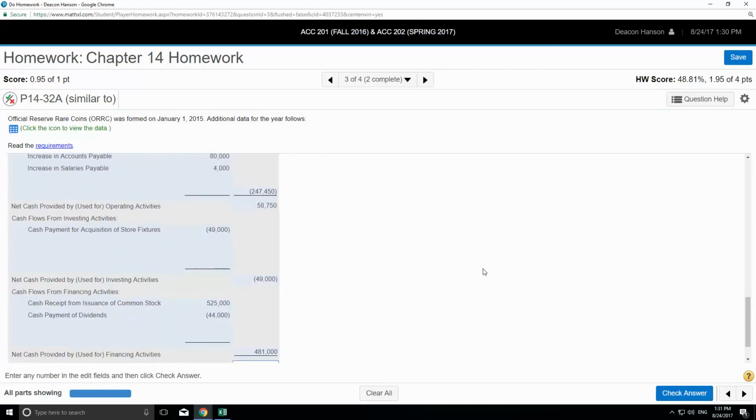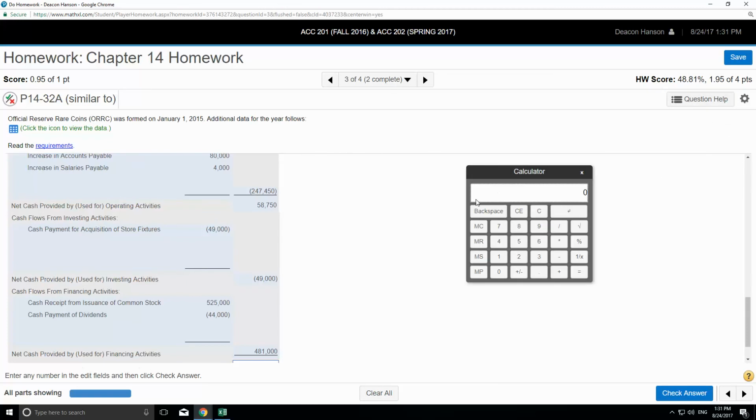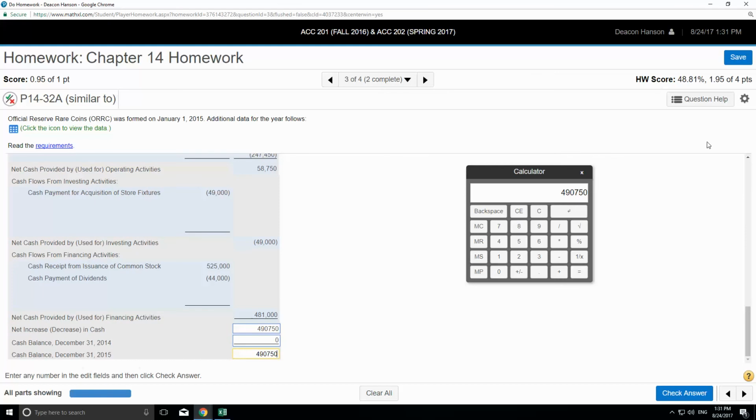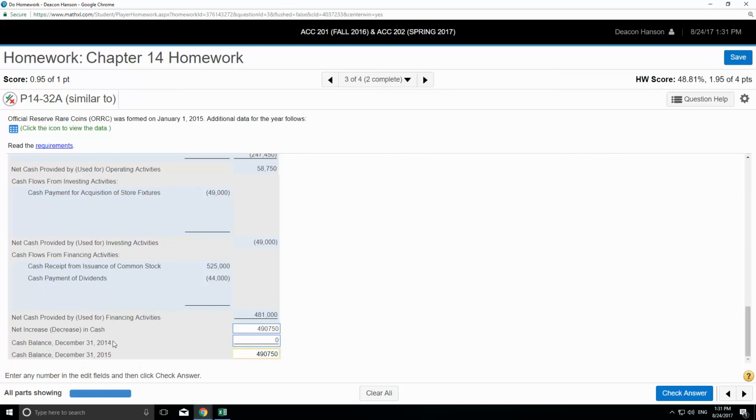Okay, so I've got the three sections. I've got operating, investing, and financing. So the combination of those three things will give me my change in cash. $490,750. Okay. So it was a brand new company. We had zero to start. And at the end, we should have $490,750. It sounds familiar because I remember that in my T account.